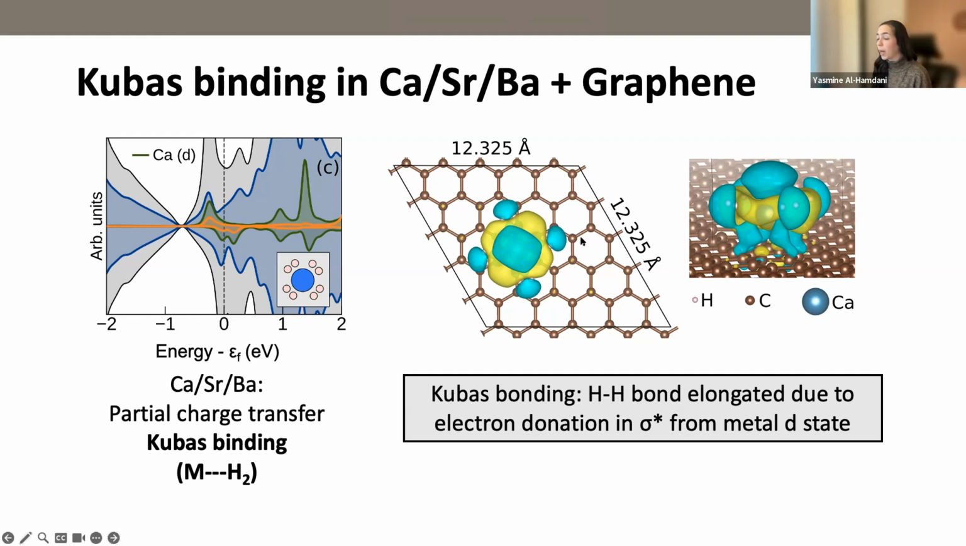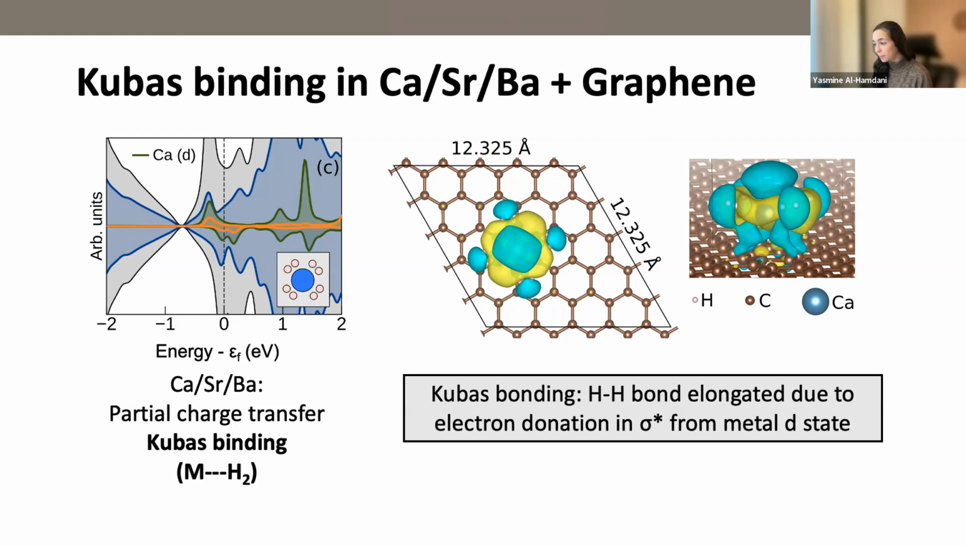And interestingly, what happens is that that then spills into the antibonding orbital of the hydrogen molecules, into the sigma star. And we can pick this up because when you look at the structure, you'll see that the hydrogen-hydrogen bond distance actually lengthens because the molecules are now more weakly bonded. However, the interaction with the central calcium atom is stronger.